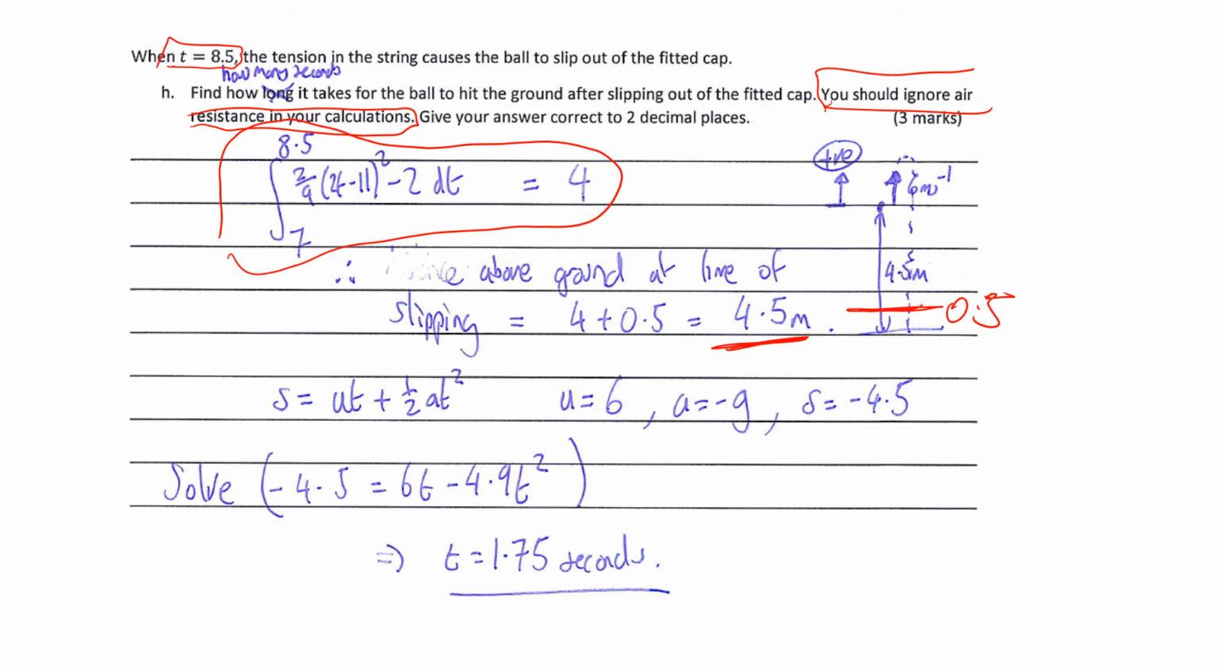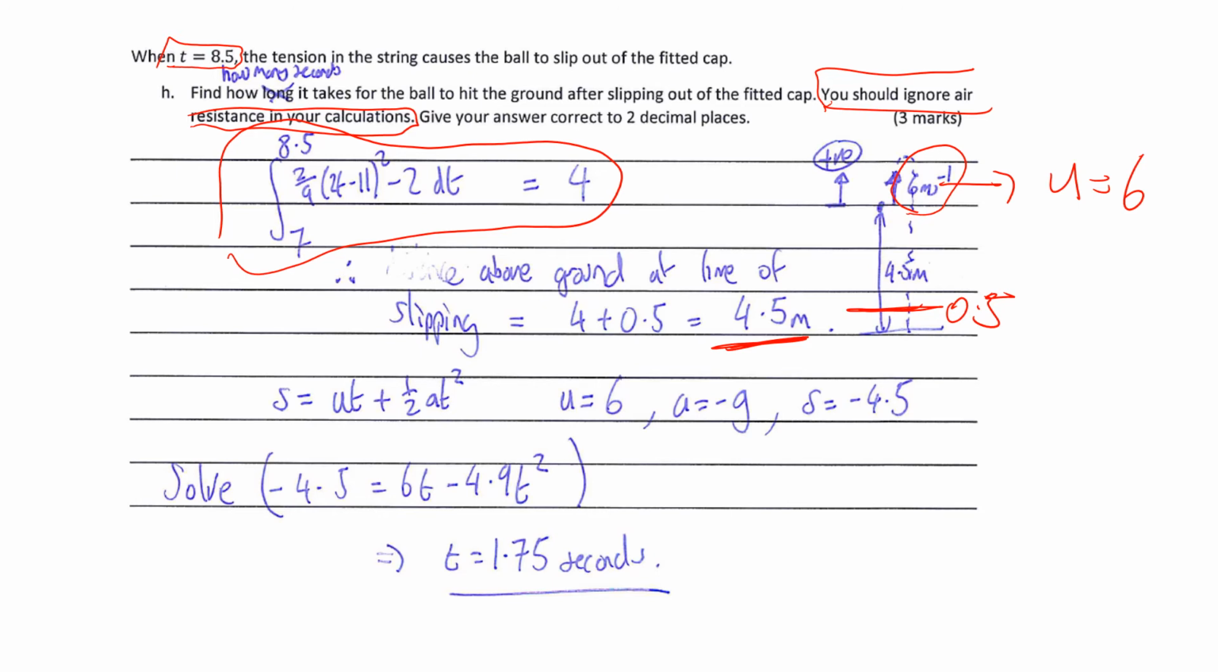The next thing is to realize it's traveling. In fact, if you look at your velocity time graph, the velocity associated with a t value of 8.5 was given to you, so there was no need to work it out. It was given as 6 meters per second. So it's traveling at 6 meters per second upwards, so we know our u turns out to be 6 upwards.